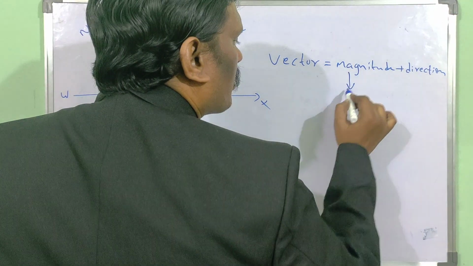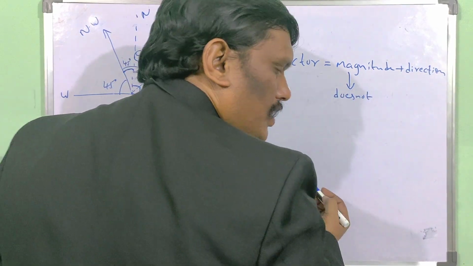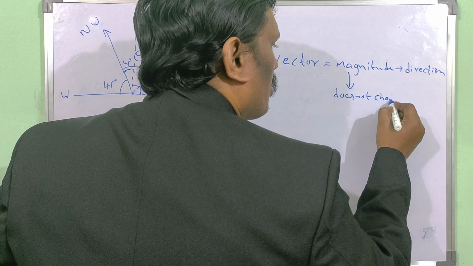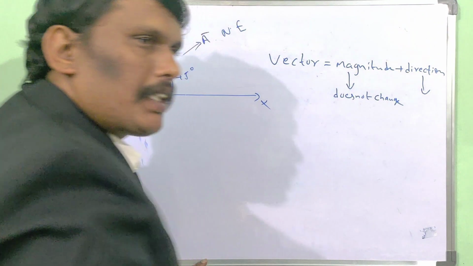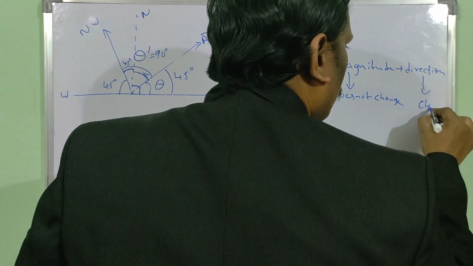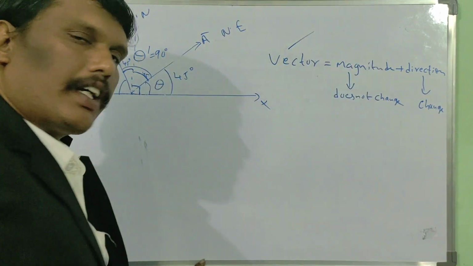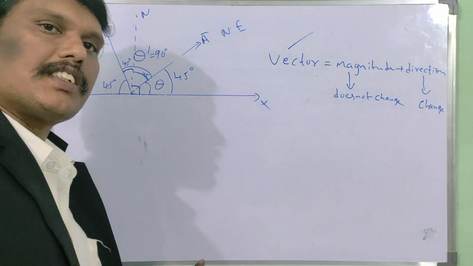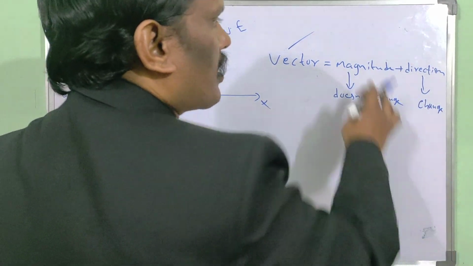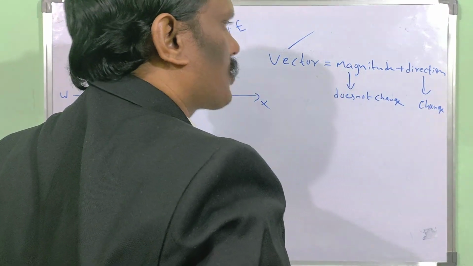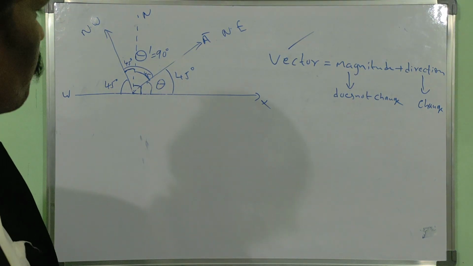Magnitude is constant. It won't change. Magnitude does not change because of rotation. But direction may change. If any one changes, the vector we are going to consider changes. If any one, magnitude or direction, or both of course, at least any one of these two changes, then the vector changes. Vector definitely will change.